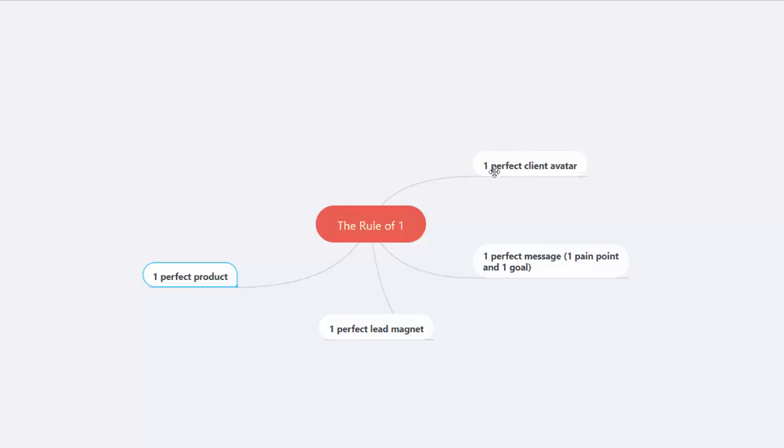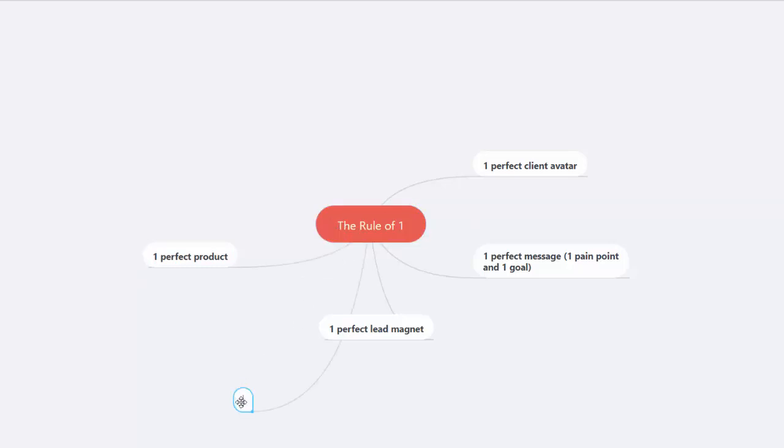And this is why it creates so much clarity in your business, because instead of struggling to do this and do that, you start to really get a clear picture of who you're serving, what their primary pain points are, what kind of message is going to resonate with them, what kind of lead magnet or value offering is going to provide the most benefit to them, and what product is really going to primarily solve their problem.